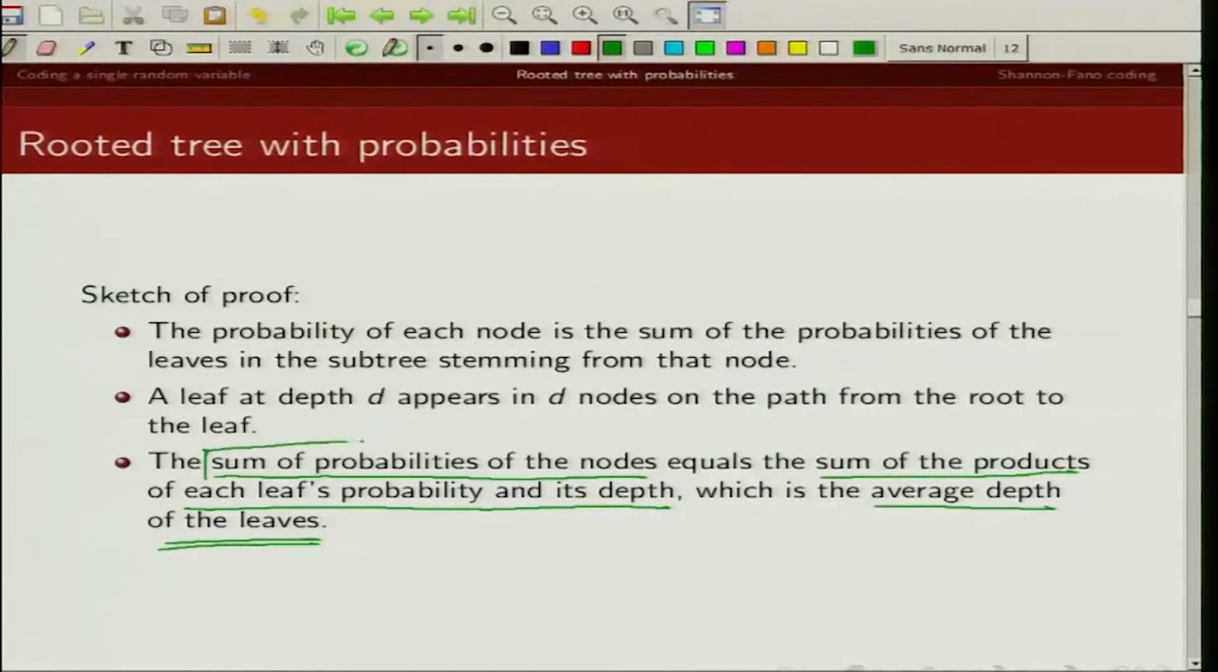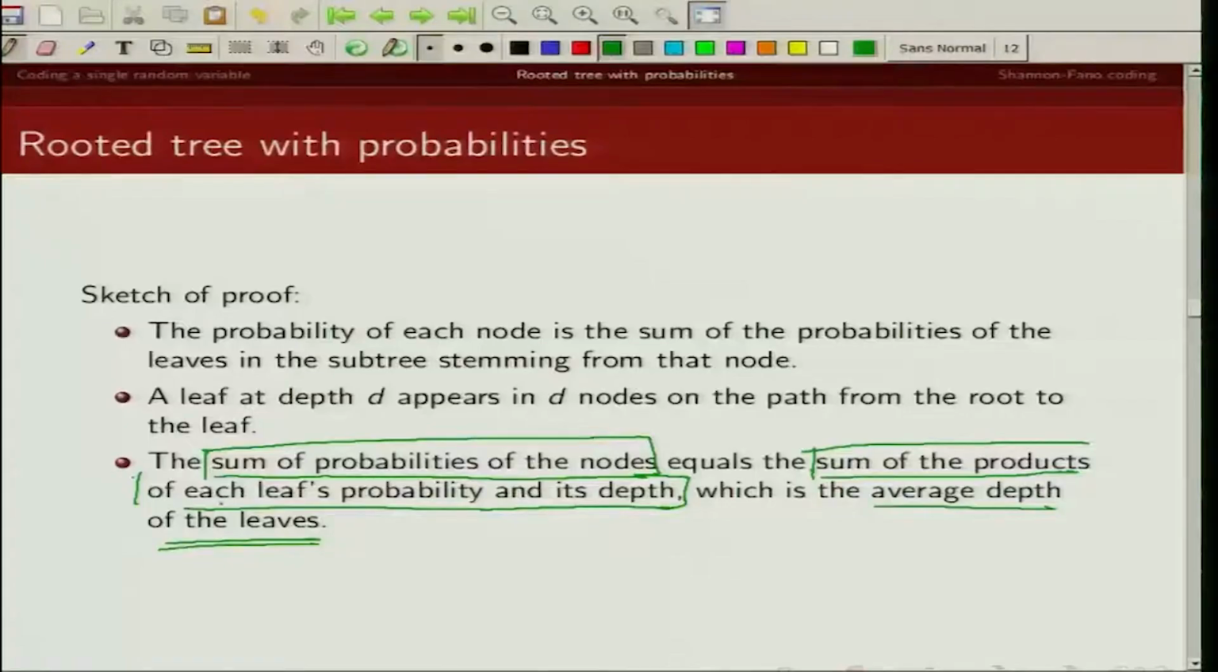The sum of probabilities of the nodes is equal to the sum of the product of each leaf probability and its depth. So you can see that each leaf will appear in the sum a number of times equal to its depth. So if we sum the probabilities of all the nodes including the root node, what we will get is the average depth of the leaves in the tree.